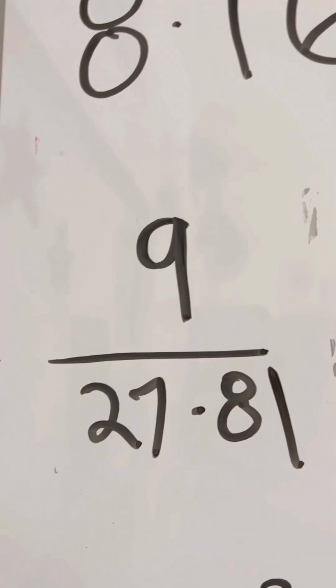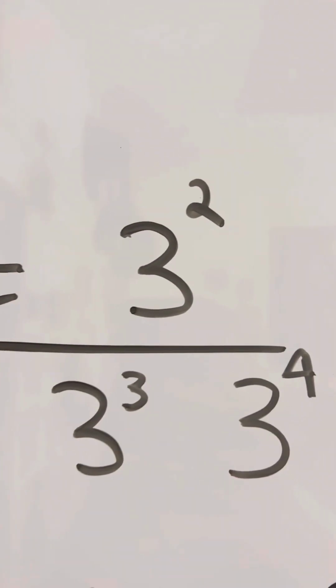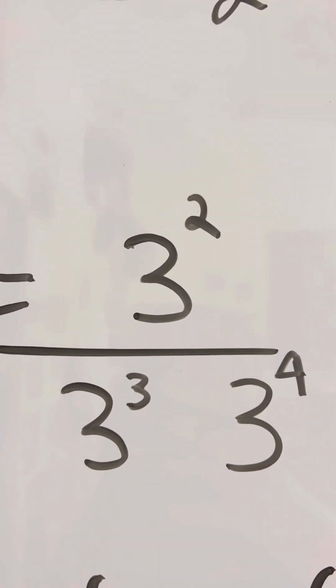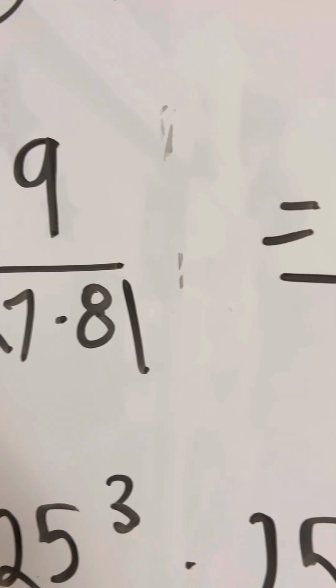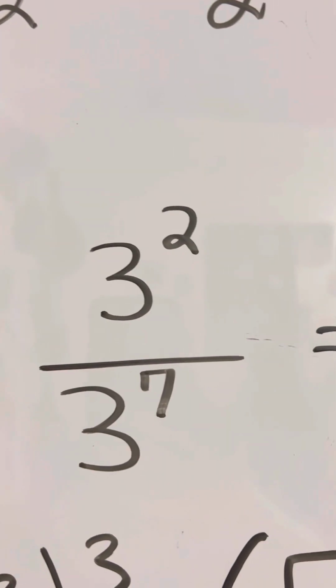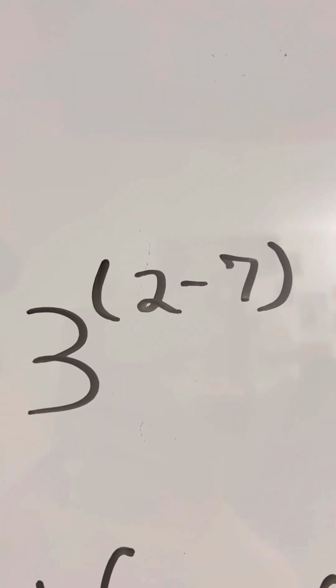Now looking at this other problem, 9 over 27 times 81, expressed as the factors, in this case 3, then 9 is equal to 3 squared, 27 is 3 cubed, and 81 is 3 to the 4th. Then combining them, the bottom one's 3 to the 7th, and then simplifying that further is 3 to the 2 minus 7, which is 3 to the minus 5. And that's what that minus 5 appears to correspond to, okay?